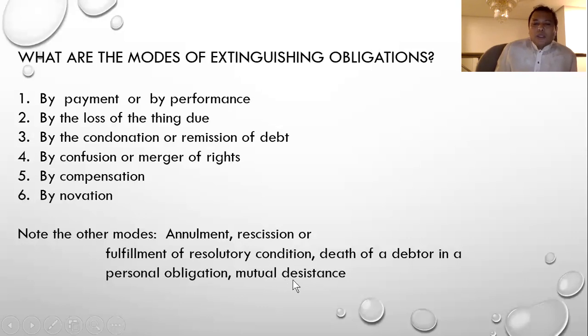And we have mutual desistance. So meaning both the debtor and the creditor agree to desist or not to pursue the contract or agreement. So they both desisted, and that resulted in the extinguishment of the obligation. And we will discuss numbers 1 to 6.